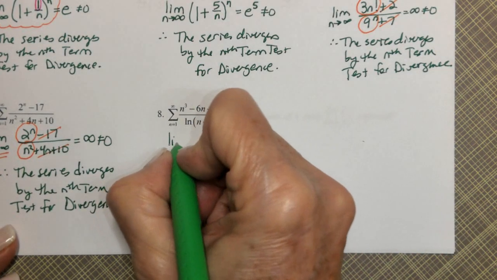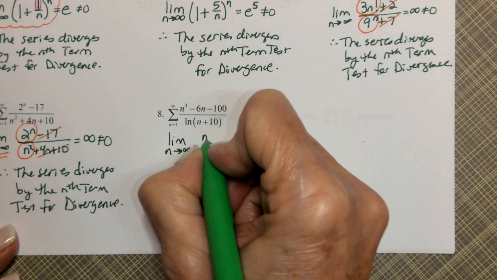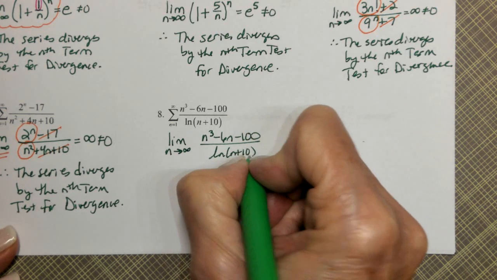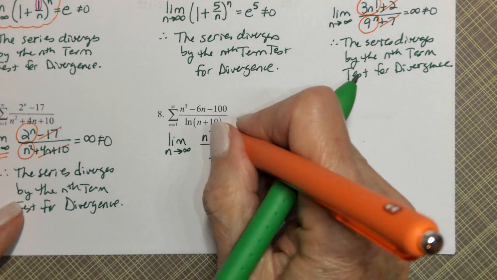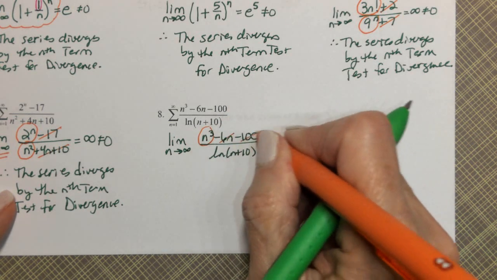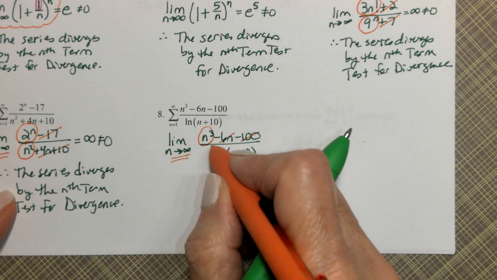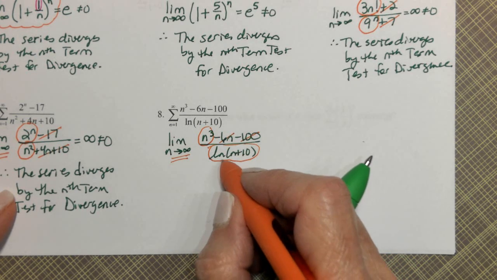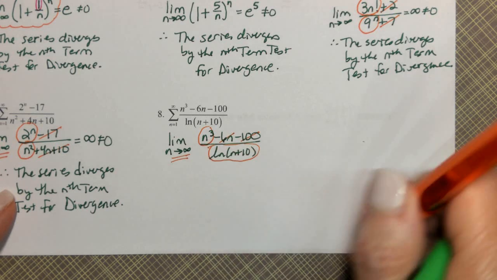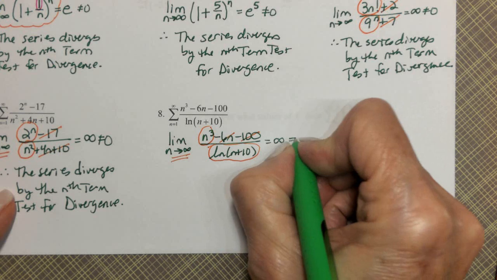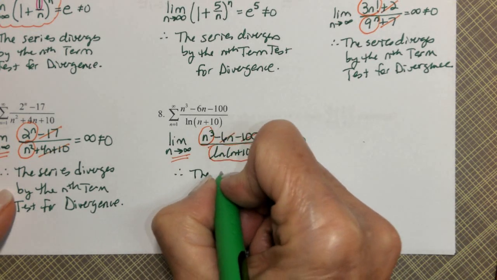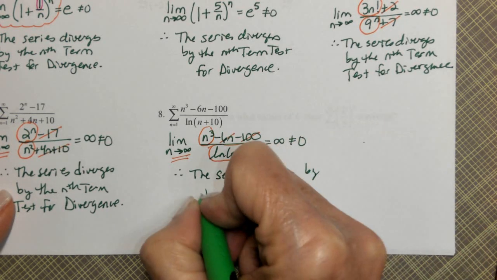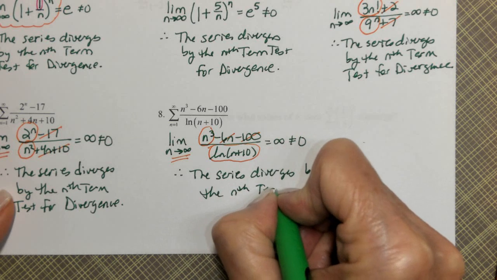Last up, write this down. Okay, highest powered term on top is this n cubed. We could ignore everything else since n is going to infinity. There's only one term on the bottom, and it's a natural log. Natural log is going to infinity, but not fast. Not nearly as fast as n cubed goes to infinity. So this whole thing is infinity, which is not 0. Therefore, the series diverges by the nth term test for divergence.